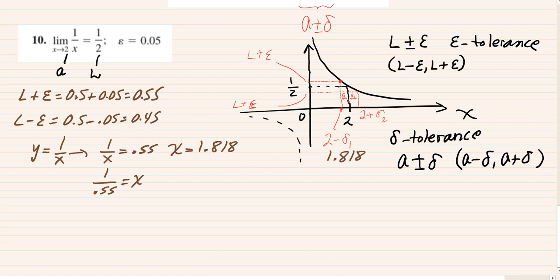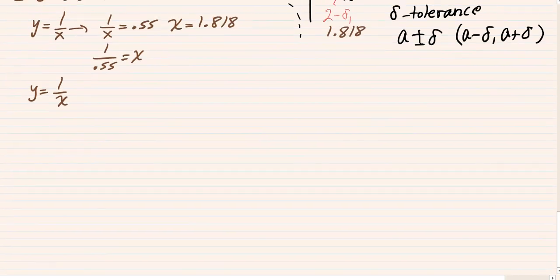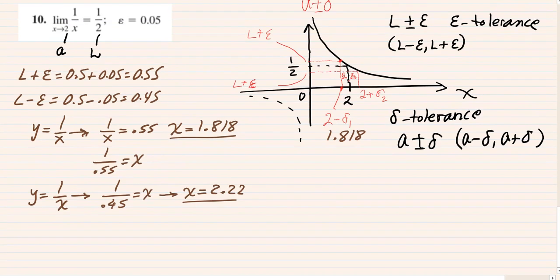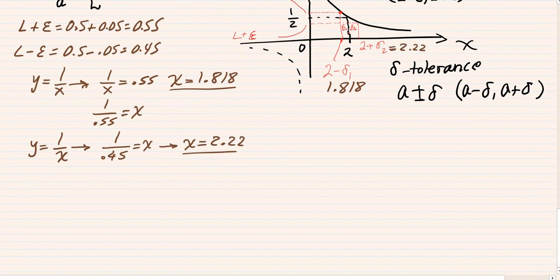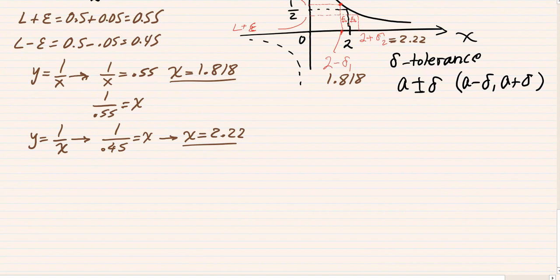That's the lower number, 1.818. Now the higher number for x, again using the equation y equals 1 over x, I'm going to get 1 over 0.45 equals x, which makes x equal to 2.22. That's the higher x. This is going to be 2.22 on the x-axis. Now notice again we don't have a symmetric interval.